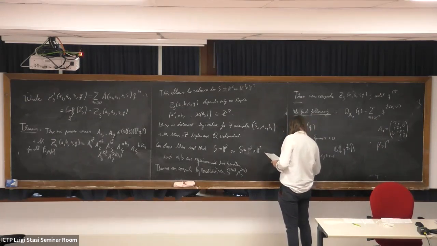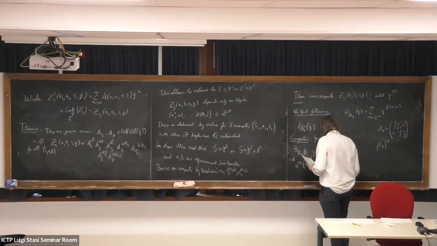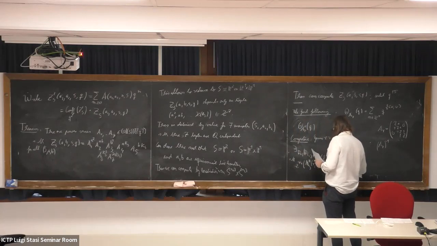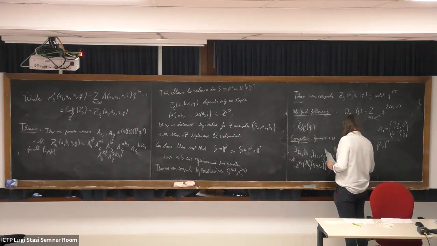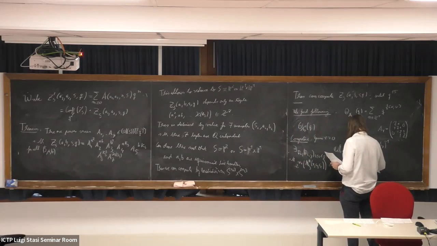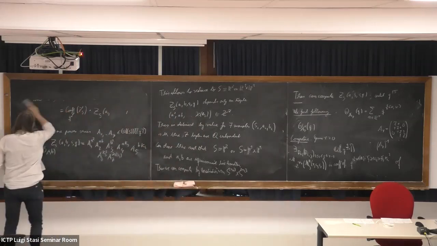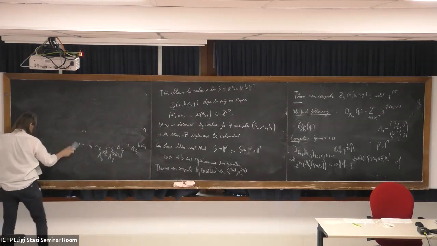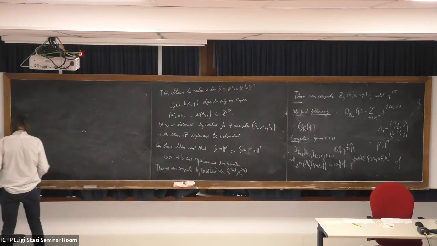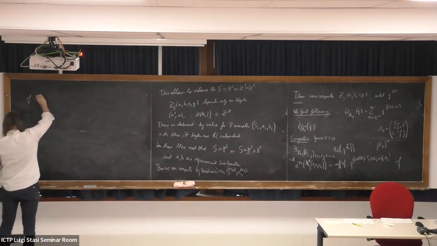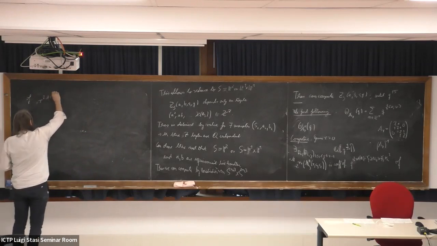The virtual Euler characteristic of the moduli space is the coefficient of Q to the 1 over QR and the virtual dimension of the moduli space, plus S squared, doesn't matter very much, of the following expression. This looks very similar to what we had for the vertical case, with the difference that there, for the theorem, we had plus P S squared.